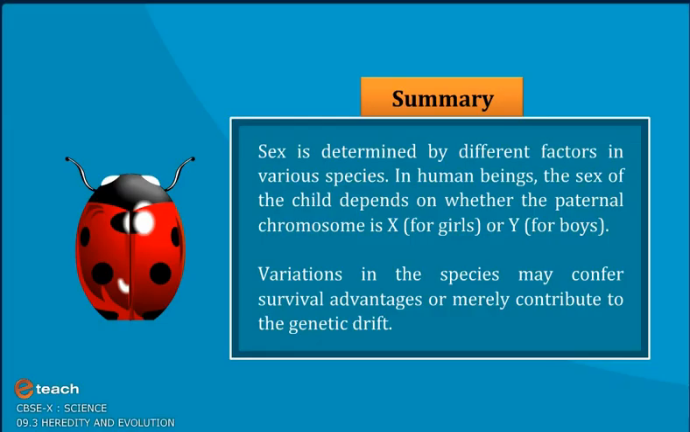Summary. Sex is determined by different factors in various species. In human beings, the sex of the child depends on whether the parental chromosome is X for girls or Y for boys. Variations in the species may confer survival advantages or merely contribute to the genetic drift.